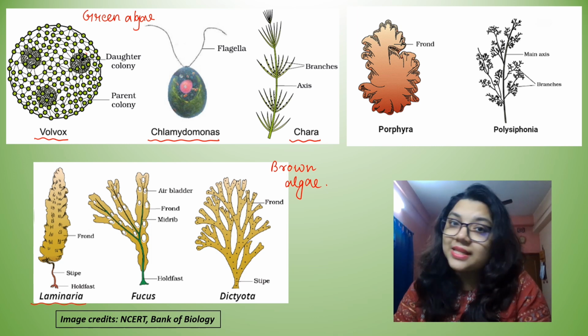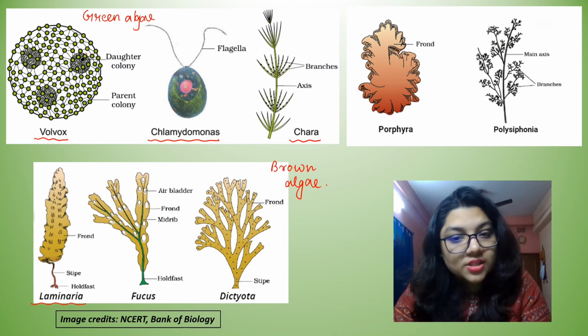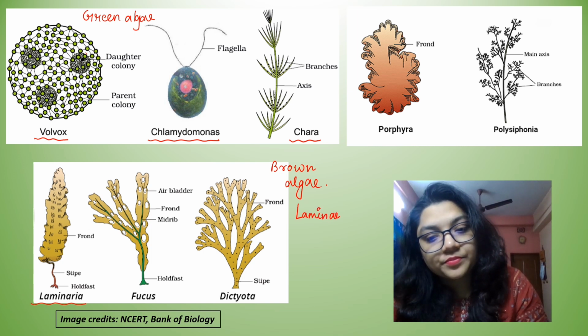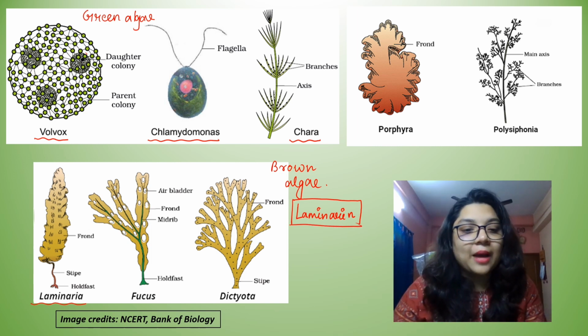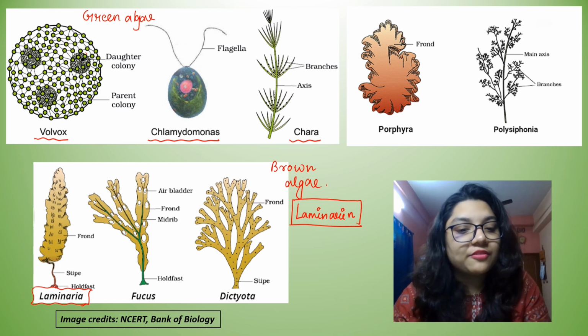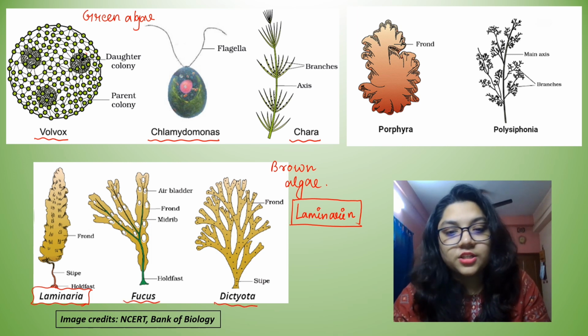So from where has Laminaria got its name? Because brown algae has laminarin. Okay, laminarin is a compound which is present in brown algae. So from this laminarin, Laminaria has gotten its name. Then you have Fucus and then you have Dictyota.